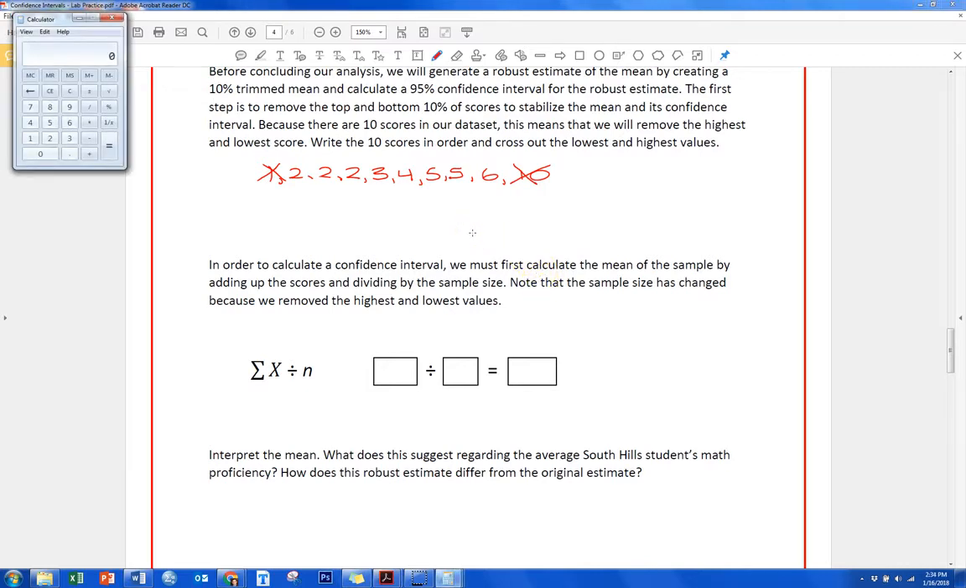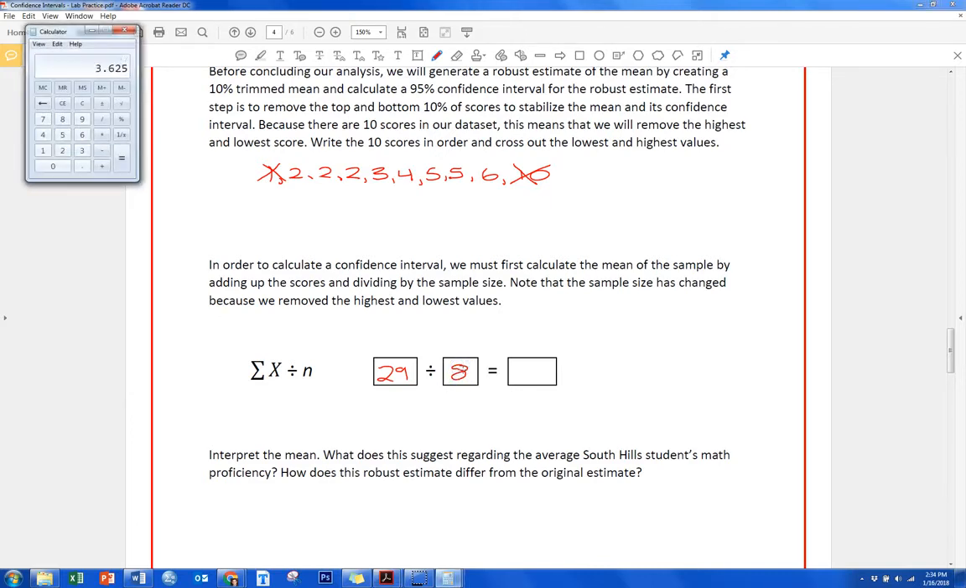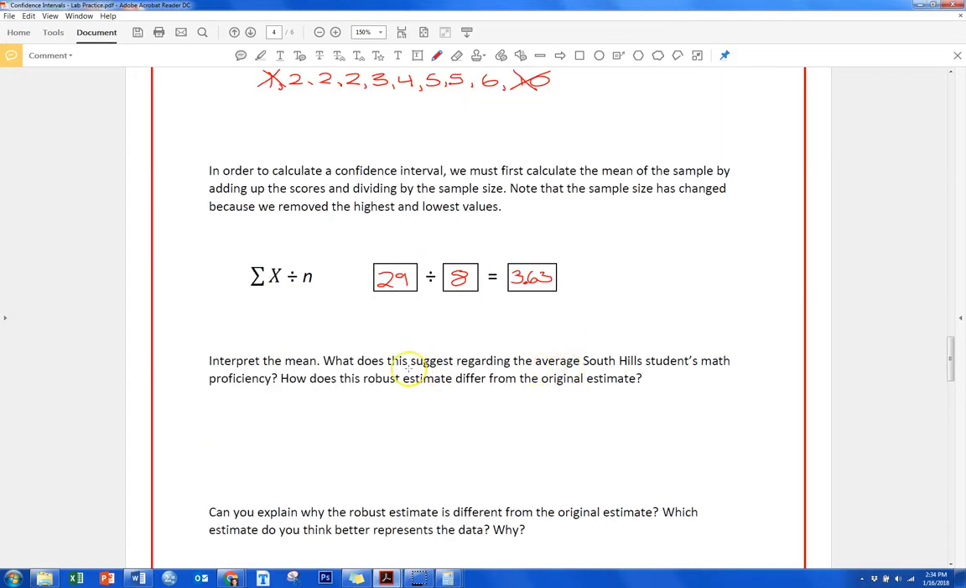We'll go ahead and pull our calculator back up. So 2 plus 2 plus 2 plus 3 plus 4 plus 5 plus 5 plus 6 gives us 29. So the new sum of the observations is 29. That's going to go right here, divided by n. Now the sample size has changed. We've deleted the lowest and highest values, so it's gone from 10 to 8. So now we have 29 divided by 8. Our new mean is 3.63. I'm going to round to the hundredths place. 3.63. There we go.